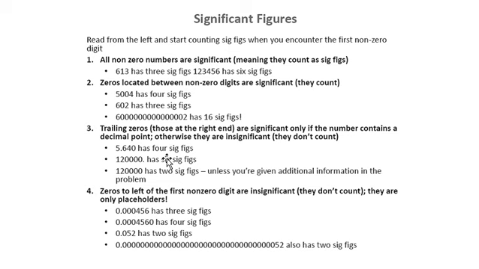Significant figures review. If you have all non-zero numbers, they're all significant, okay? So that's 3 and that's 6. Zeros located between the non-zero digits are significant. So that's 4, that's 3, and then this is 16 significant figures. The trailing zeros, all right, they're significant only if the number contains a decimal point.